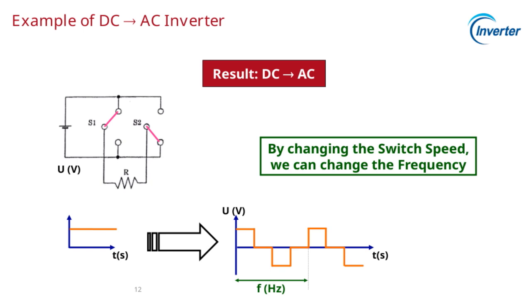This process is fundamental in many power electronics applications because it allows us to generate AC signals from DC sources, which is crucial for powering AC devices or feeding electricity into the grid. So, the overall result here is a simple yet powerful way to perform DC to AC conversion by manipulating the switching frequency.